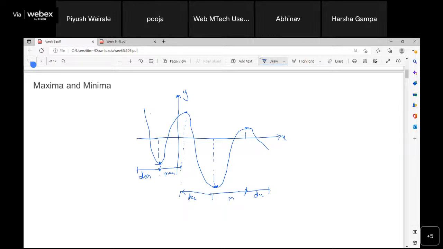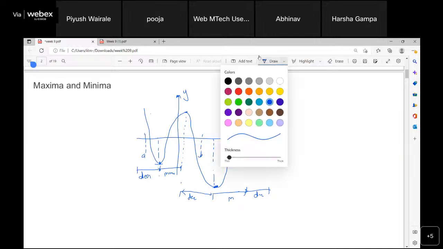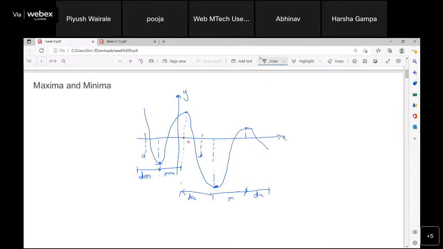Yes, sir, we can see. So if I just take this interval, this is A and this is B, and say this is my M and this is my N. At what point is my graph having the maximum value and minimum value between A and B? At point M, the graph is minimum, and at point N, the graph is maximum, right?